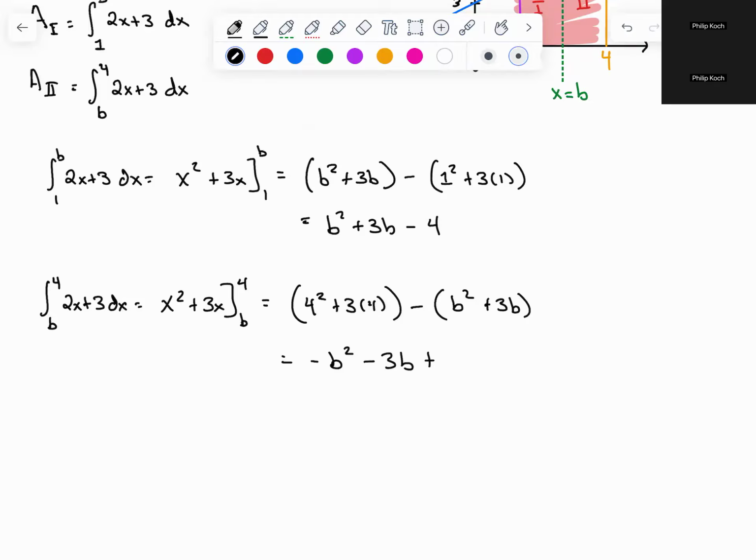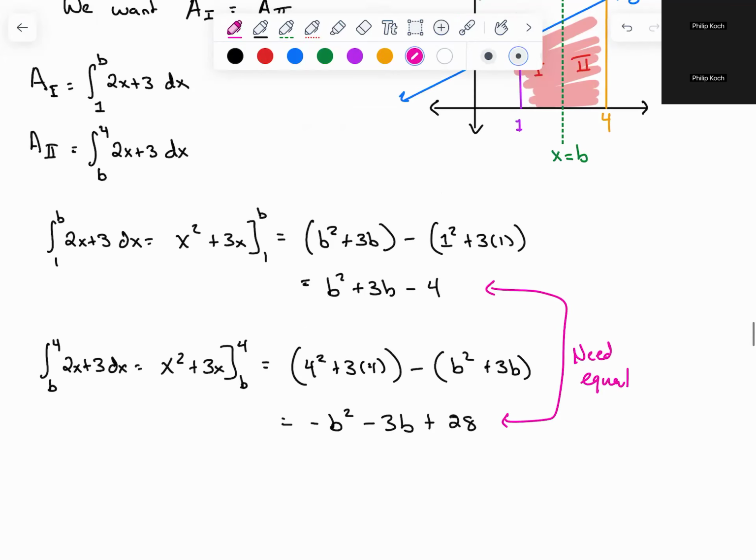Equals 12, 28. You got a calculator? You should get negative b squared minus 3b plus 28. I mean, you could write it as 28 minus b squared minus 3b. It doesn't matter, but we need these equal, because we want the area of region 1 to equal the area of region 2. And that's good news. That's a polynomial equation.